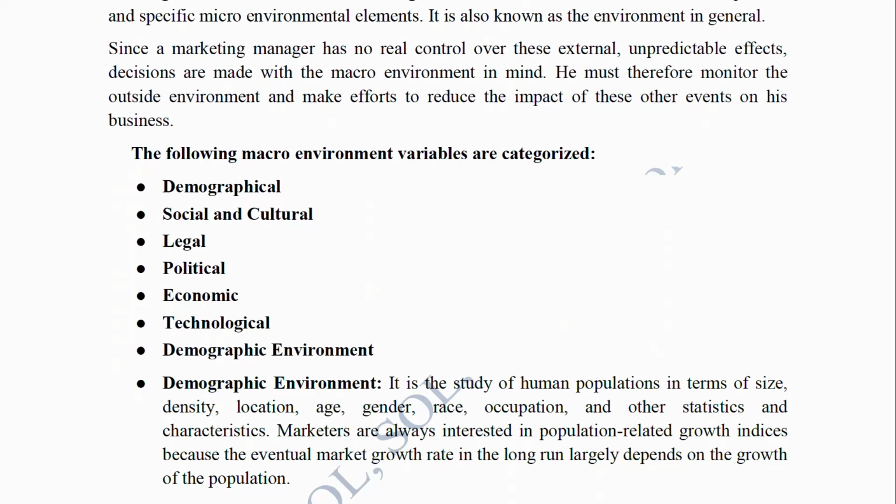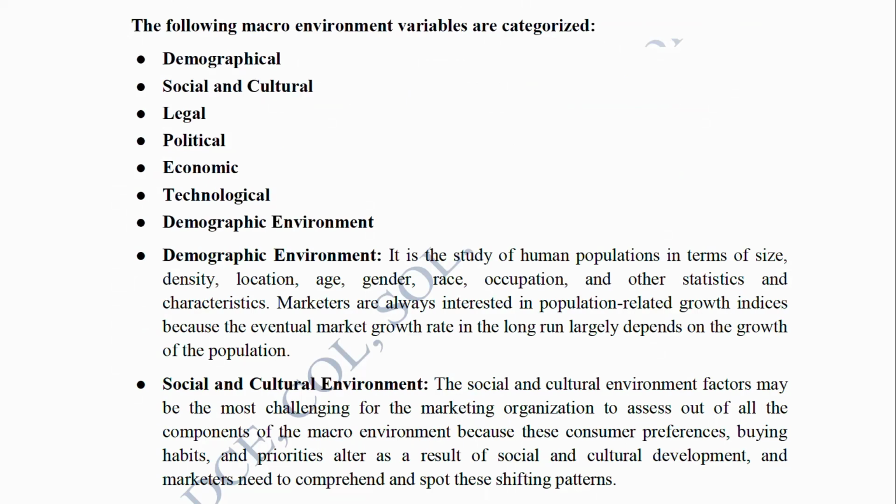Demographic environment. It is the study of human populations in terms of size, density, location, age, gender, race, occupation, and other statistics and characteristics. Marketers are always interested in population related growth indices because the eventual market growth rate in the long run largely depends on the growth of the population.